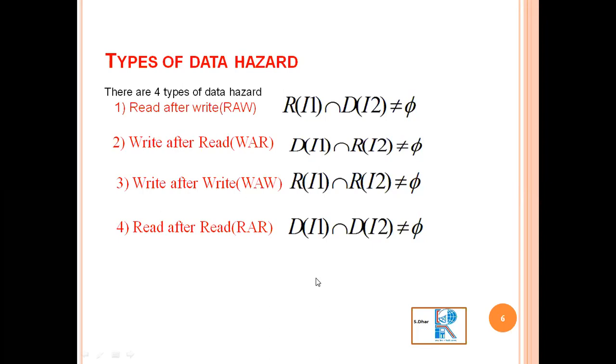Remember, this problem occurs in a system only when there is a write operation, that means when we are updating something. If there is no update or write operation, then actually no problem occurs in a system. In this last case, read after read, this is theoretically a hazard, but practically it will not create any problem, because here domain means you are reading the data, you are not updating anything.